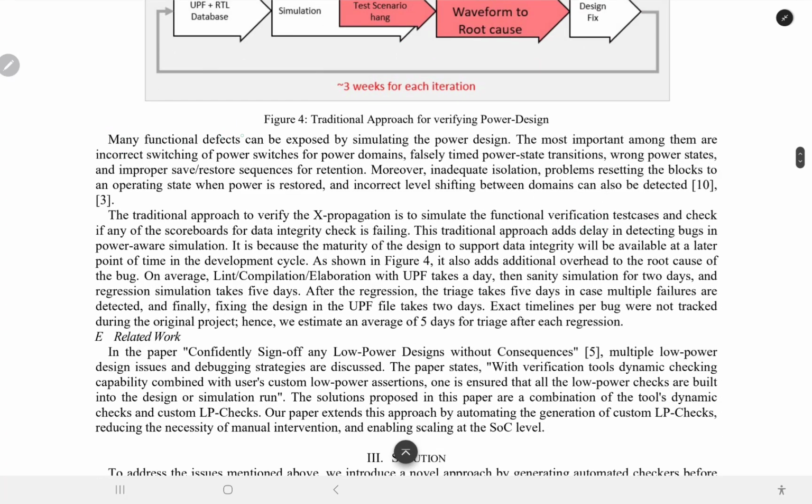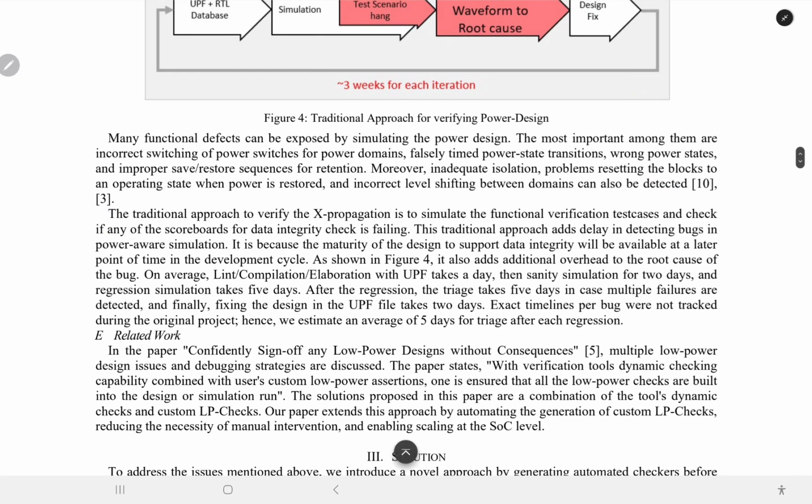Many functional defects can be exposed by simulating the power design. The most important among them are incorrect switching of the power switches for power domains, falsely timed power state transitions, wrong power states, and improper save and restore sequences for retention. Moreover, inadequate isolation problems and resetting the block to an operating state when the power is restored, and incorrect level shifting between the domains can be detected.